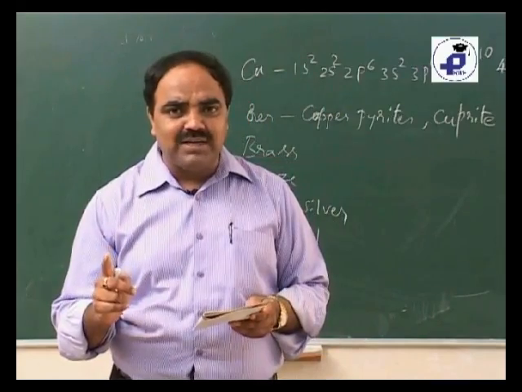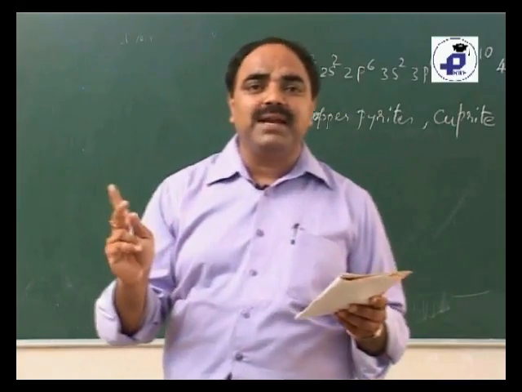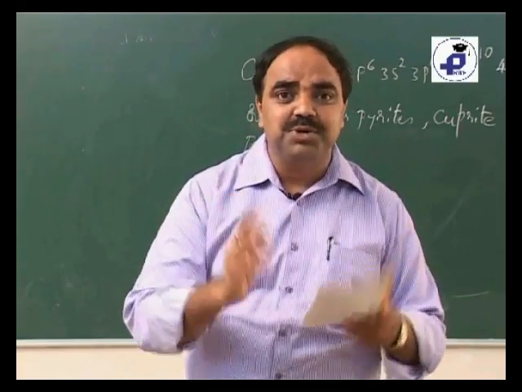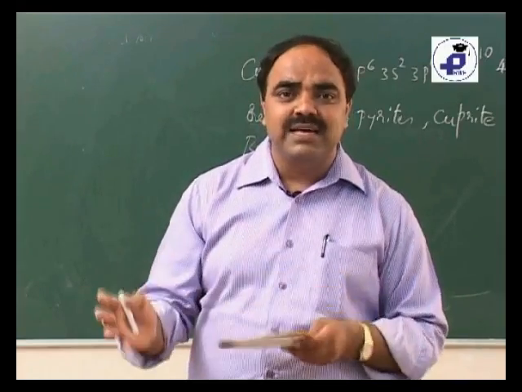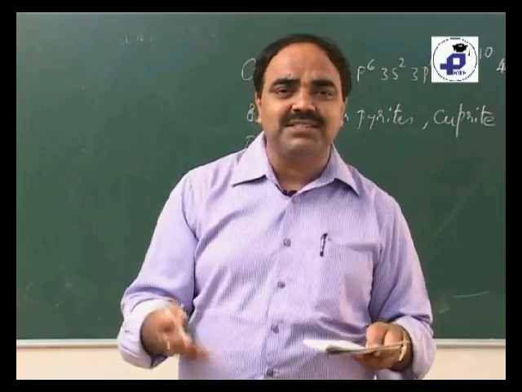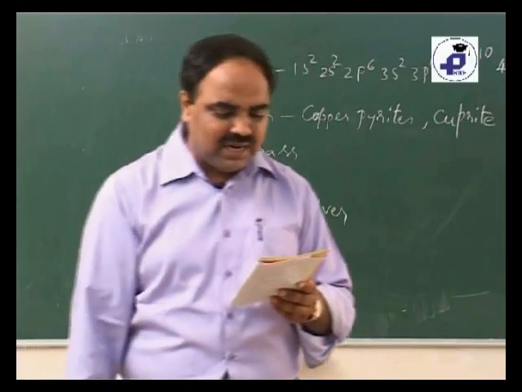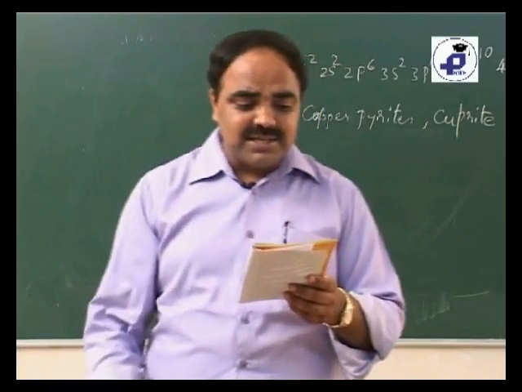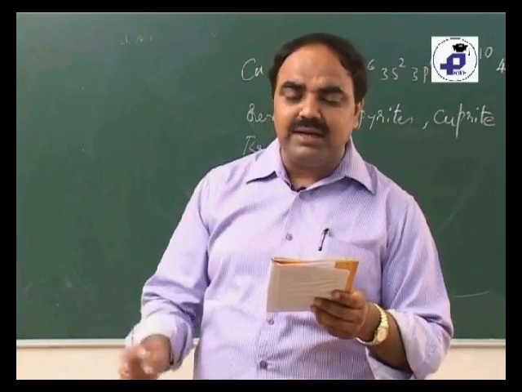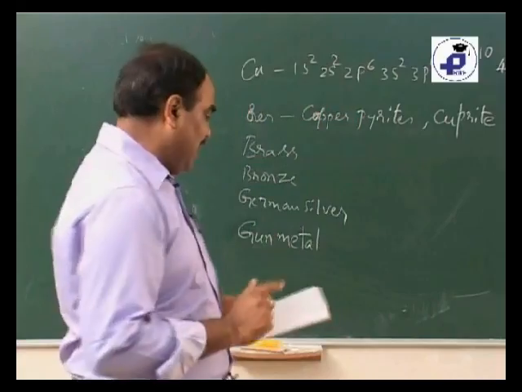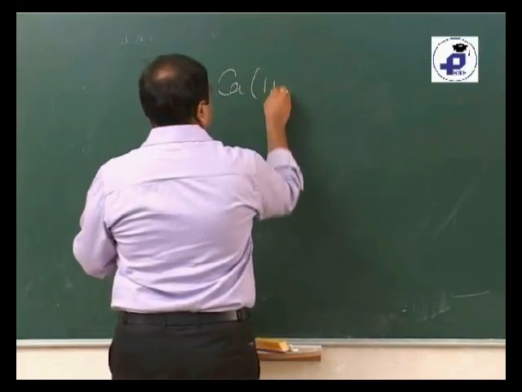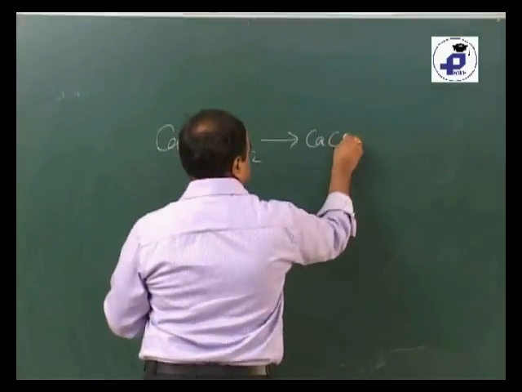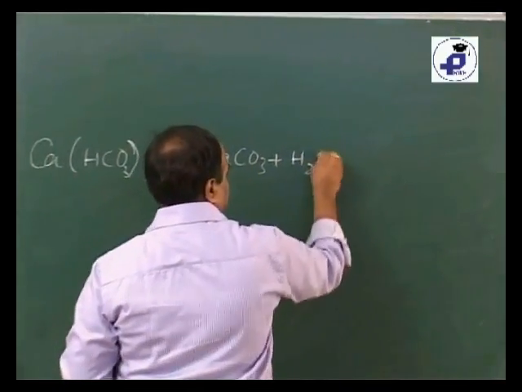So we have two types of hardness: temporary hardness and permanent hardness. Whenever bicarbonates are there, you get temporary hardness. When you have chlorides, sulfates, phosphates, such factors, they lead to permanent hardness. Let me give you one simple example which says how, when heated, temporary hard water gets converted into soft water. Ca(HCO3)2 gives CaCO3 plus H2O plus CO2.